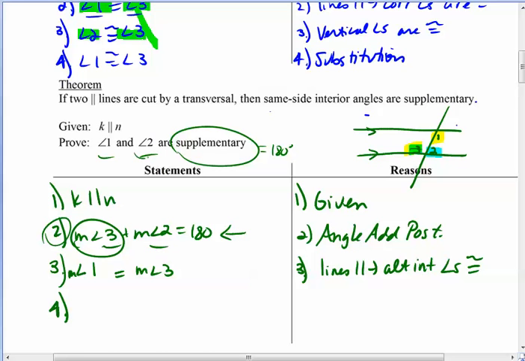There is no angle 3 that's going to be spoken about in the prove line, so what I need to do is replace angle 3 with angle 1. So I'm going to rewrite the statement in 2, but instead of angle 3, I'm going to have measure of angle 1. And that's a substitution.